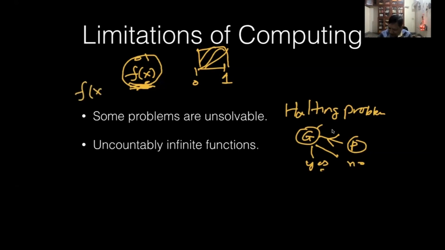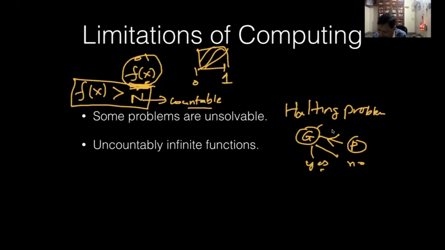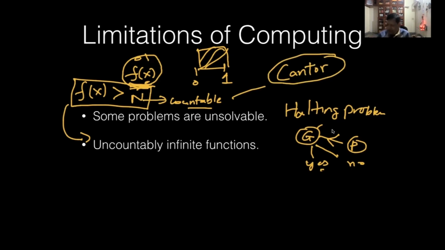The f of x is a bigger infinity than integers. Integers is called countable infinity, and this is called uncountable infinity. You cannot count the number of f of x. And this algorithm comes not from Turing, but I think is by Cantor, who defined various kinds of infinity. So he gave this stuff.